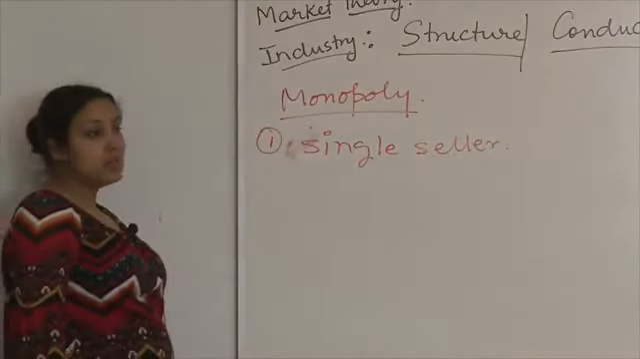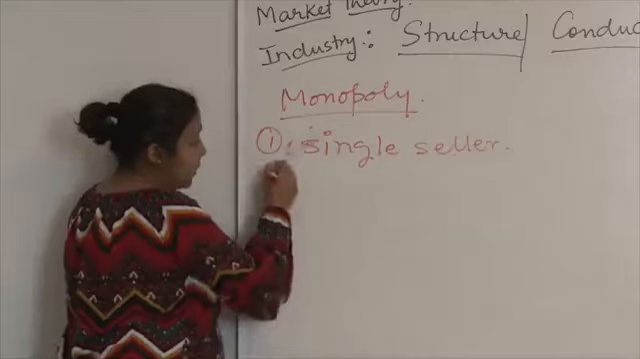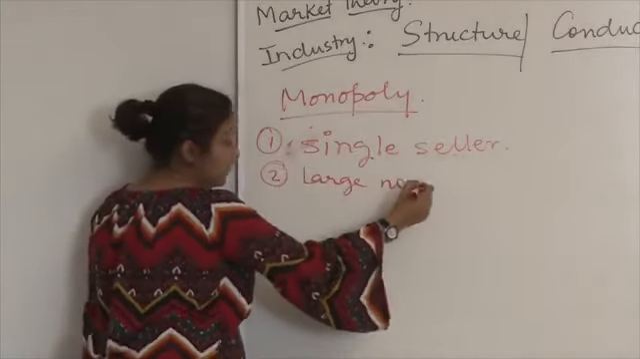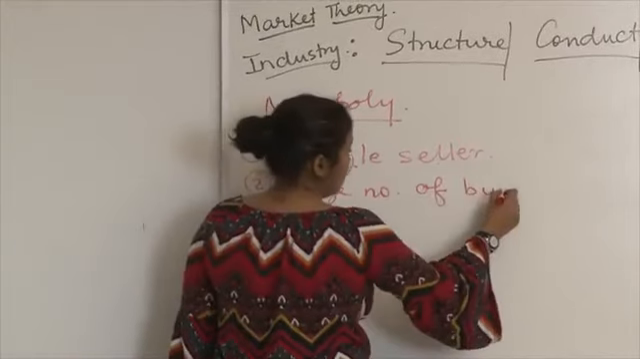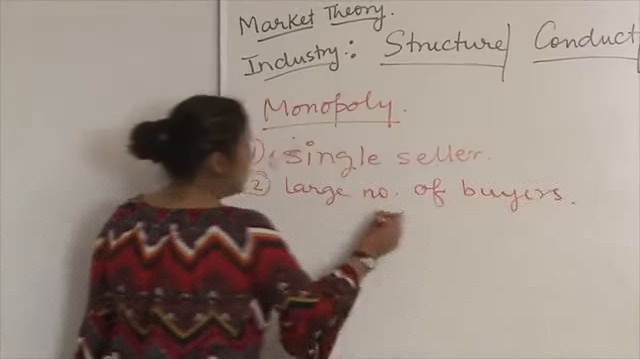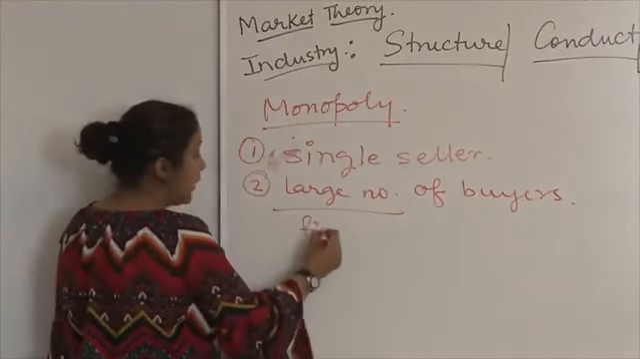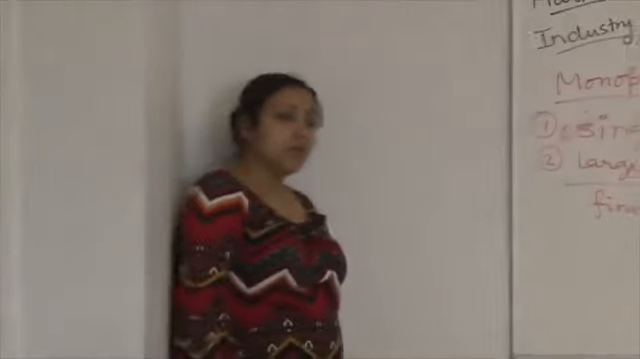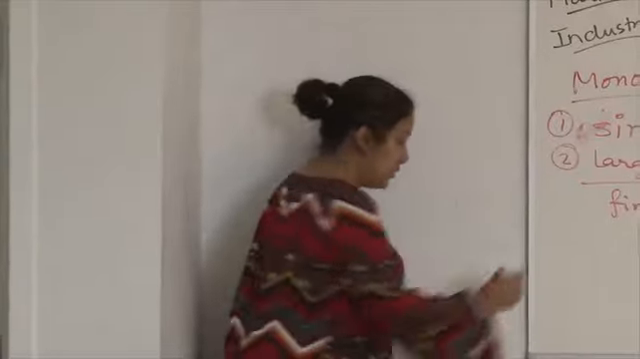There is one single seller, okay? But there may be a large number of buyers, but usually this large number is a finite number. It is not infinite. Okay? So it's a finite number of buyers.